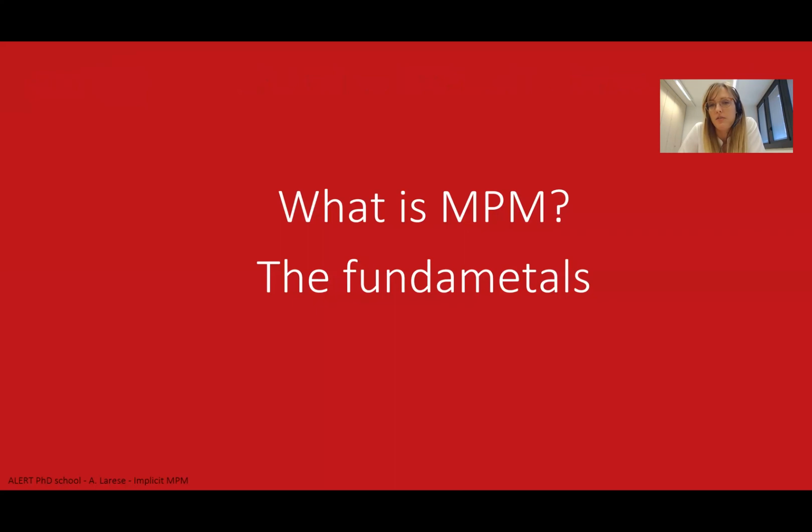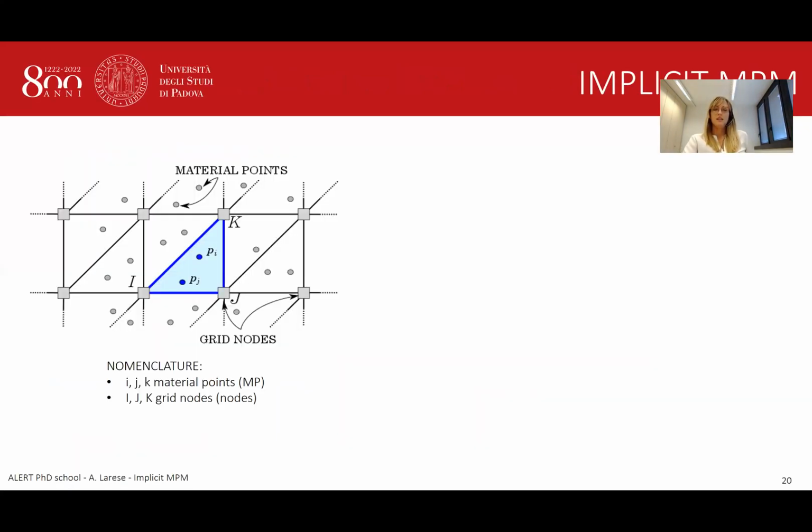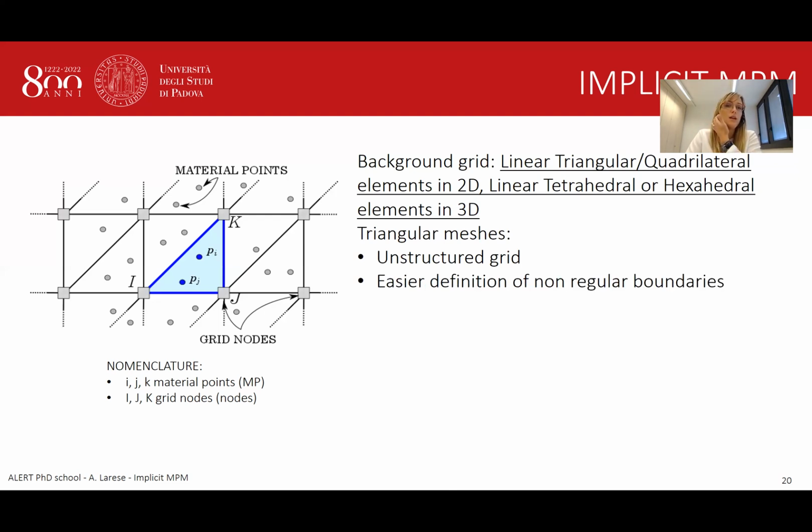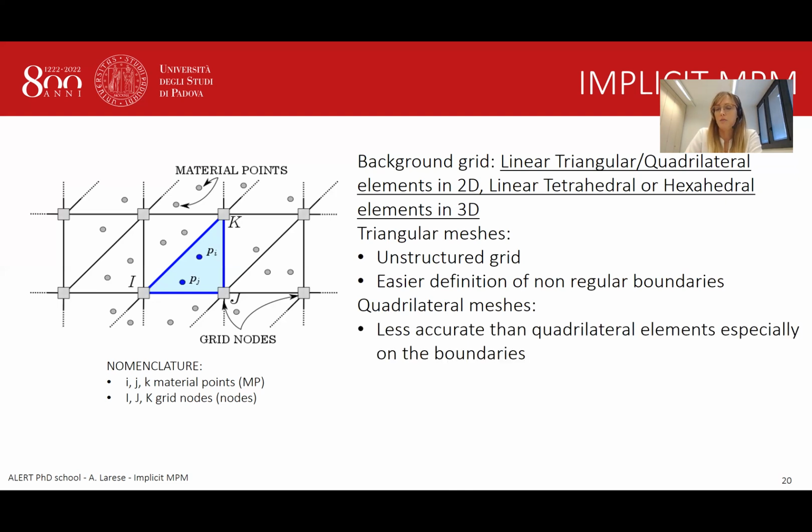What's MPM? Let's go to the fundamentals of MPM. You have already seen it in the previous talk. Well, we have a background grid, as I said, a square one. These gray squares are the nodes of our grid, of our finite element mesh. And these dots, either gray or blue, are the material points, which are the integration points of our grid. I will indicate the nodes with capital letters, while the material points with non-capital ones. We can use either linear triangular, quadrilateral, and therefore tetrahedral or hexahedral elements in 3D. It's more or less similar. There are formulations for both kinds of elements usually. Of course, as always in FEM, triangular meshes allow you to treat unstructured grids, and therefore more complicated geometry. You can define non-regular boundaries, while quadrilateral meshes are more rigid in this sense.